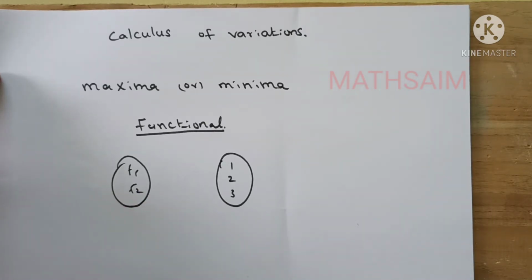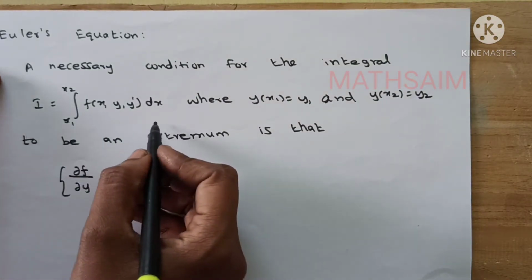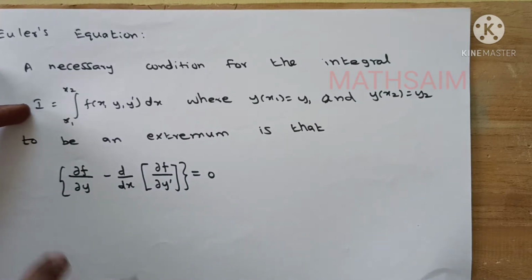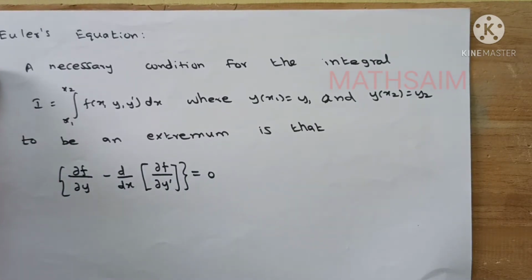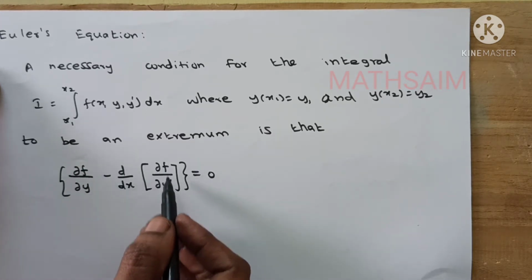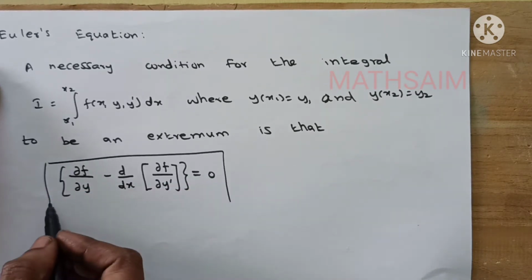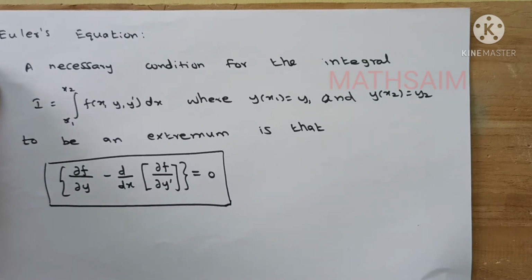There is a rule, a condition for finding the maxima and minima of a functional. Now we will see about that. A necessary condition for the integral. This one is a function. This integral is called integral I. A necessary condition for the integral I, where y of x1 is equal to y1, y of x2 equal to y2, to be an extremum is that dou f by dou y minus d by dx of dou f by dou y dash is equal to 0. This equation is called Euler's equation. Using this condition only we are going to find the maxima and minima of the functional.